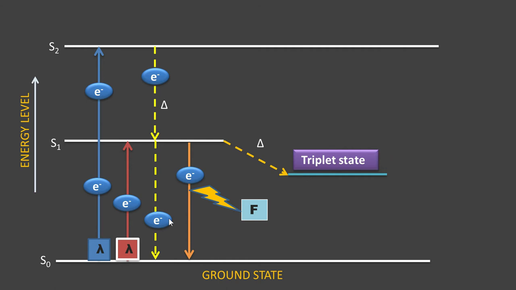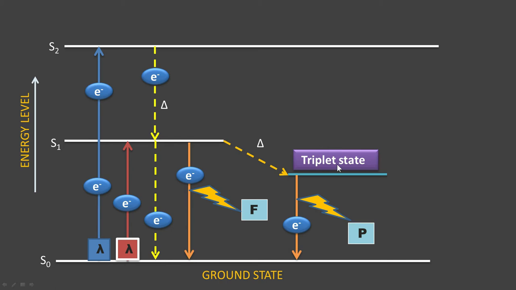In the triplet state, when the electron comes back to the ground state, it releases its energy in the form of light, which is known as phosphorescence. So the difference between phosphorescence and fluorescence is that in fluorescence, emission of light is quick, but in phosphorescence, it is a delayed emission of light.